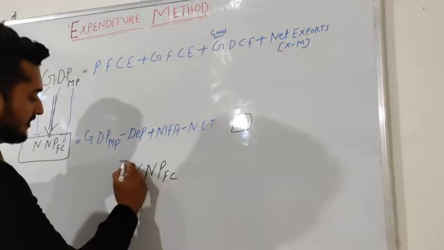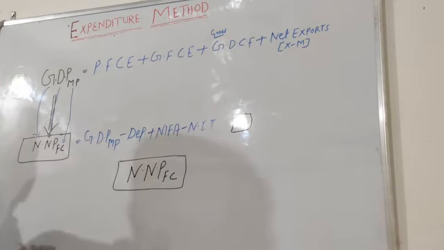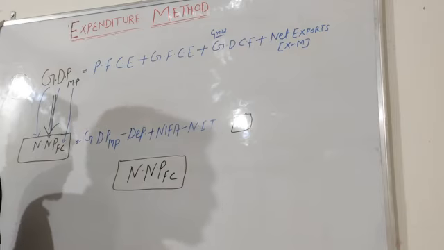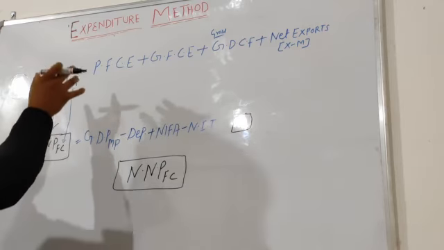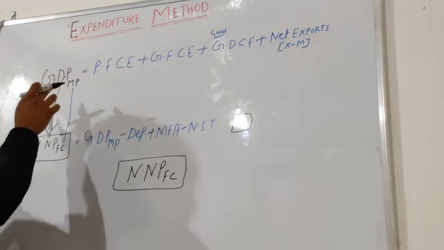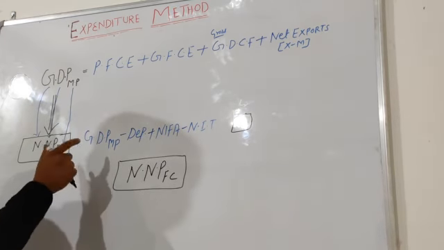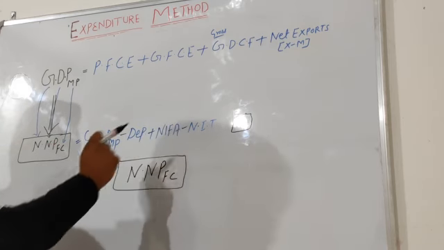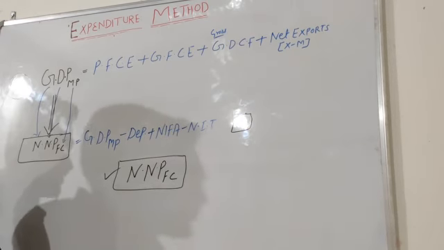So that is our expenditure method: private final consumption expenditure plus government final consumption expenditure plus gross domestic capital formation plus net export is equal to GDP MP. And when going from gross domestic product at market price to net national product at factor cost, it is GDP MP minus depreciation plus NFIA minus NIT, and at last we will reach NNP FC. Okay, thank you.